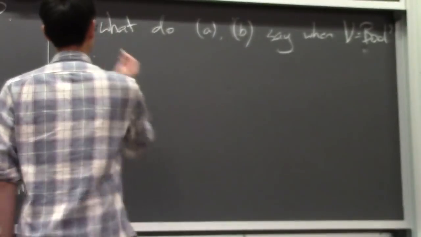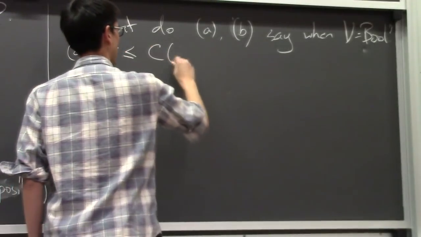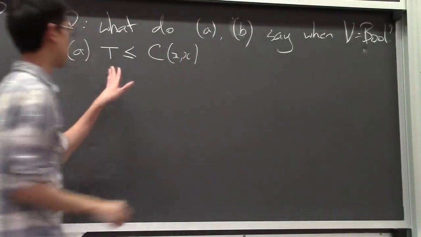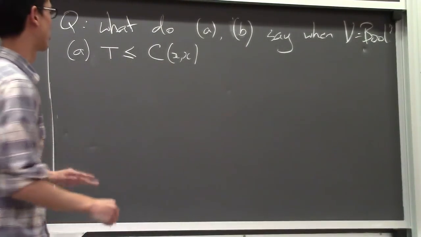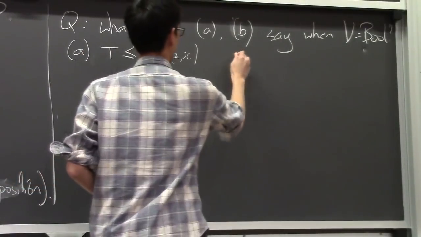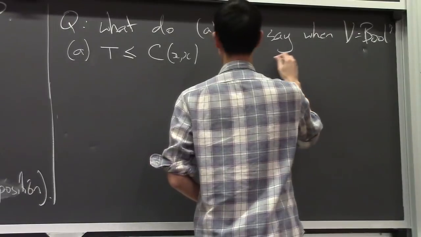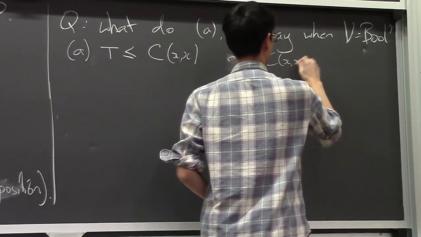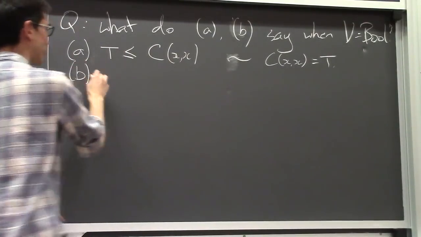C of X, X is always true, or? Right. So if we interpret that, it says that true is less than C of X, X. But true is the top element, so we always have C of X, X is less than true. So this is equivalent to C of X, X is equal to true, like you said. Okay. What's the second one say?